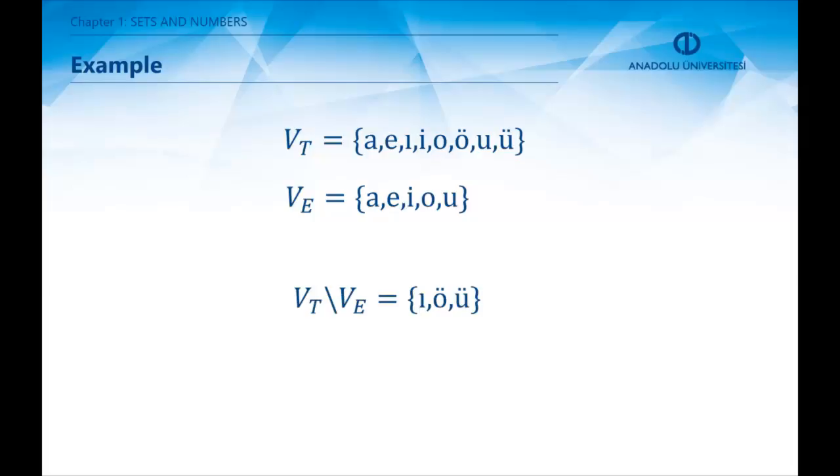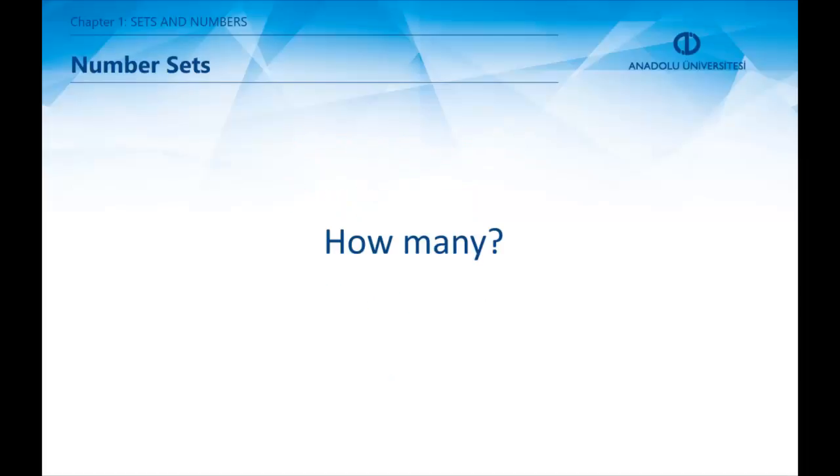If we subtract the vowels of the English alphabet from the Turkish vowels, we get this set, which is I, Ö, and Ü. If we subtract the Turkish vowels from the vowels of the English alphabet, we get the empty set because they are all common, and if we remove all the Turkish vowels from the English vowels, we have nothing left. So as you can see, as we mentioned before, the order of difference is very important.